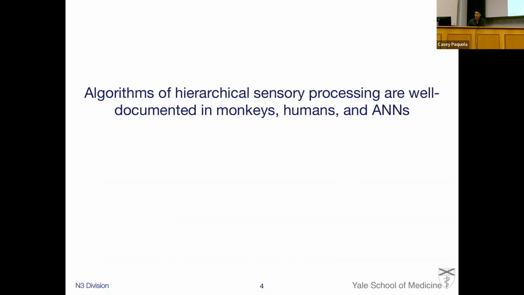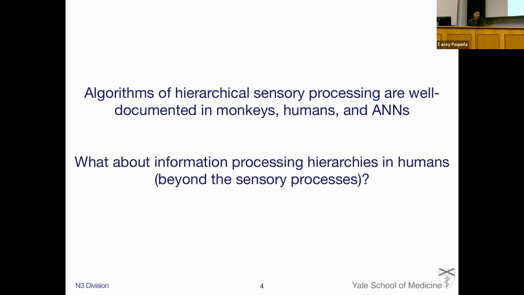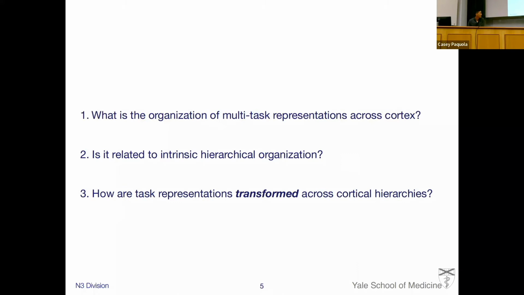And so what we wanted to hone in on here was to understand the information processing hierarchies for multitask settings in humans and also just extend that prior work beyond just sensory cortex. All right, so we set ourselves three main goals. The first is just to characterize the organization of multitask representations across the cortex. The second is to ask whether or not it's related to intrinsic hierarchical organization, so relevant to the gradients workshop. And then lastly, just to ask how the representations are actually transformed across different cortical areas and cortical hierarchies.